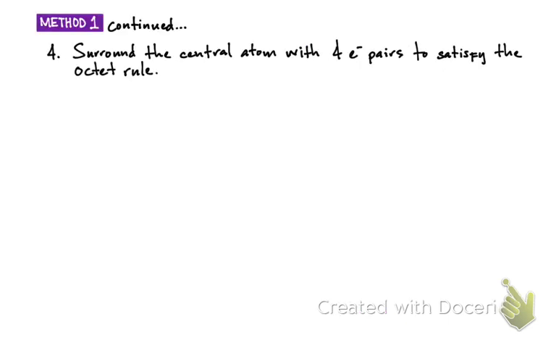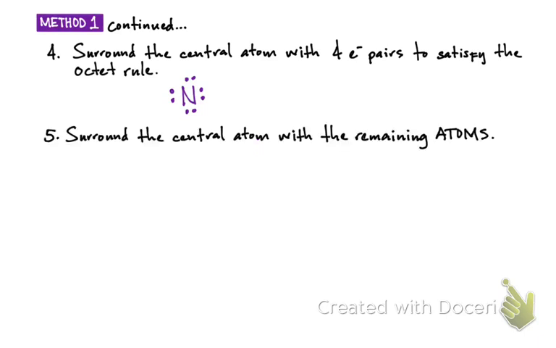Once you've determined the central atom, the next step is to surround the central atom with 4 electron pairs in order to satisfy the octet rule. Remember that we have counted a total of 4 electron pairs for this molecule, and we have distributed all of them around the central atom. Then surround the central atom with the remaining atoms, as shown. So the hydrogens, because they're not the central atom, are known as the terminal atoms.